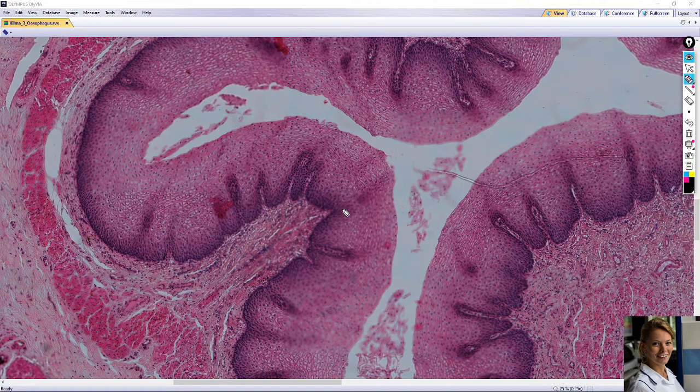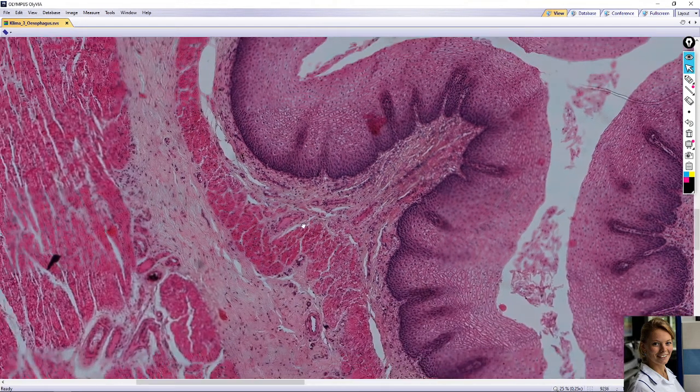And the connective tissue papillae is also visible here. The lamina propria form the connective tissue papillae. So beneath the mucosa you can see submucosa here. This is also loose connective tissue, same as lamina propria.